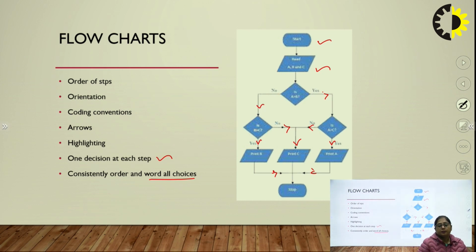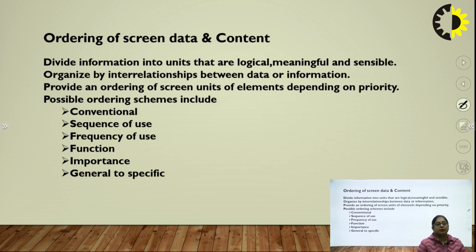You show how these steps go one by one. Next is ordering of screen data and content. How the screen data and content are ordered so that more users will be attracted, more meaningful data will be displayed, and the screen is more user friendly. So the next topic is ordering of screen data and content. Divide information into units that are logical and meaningful.